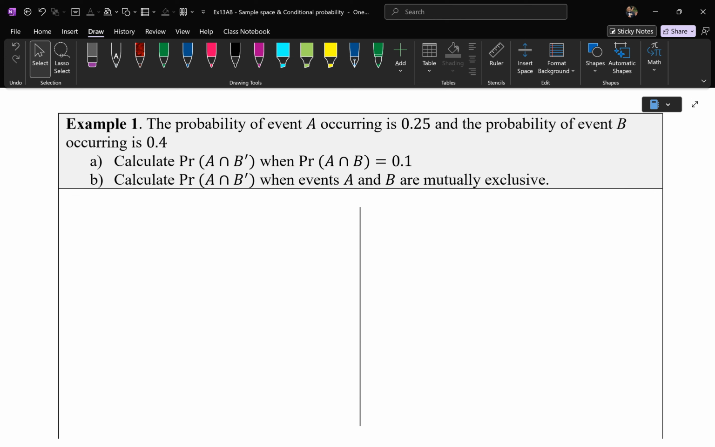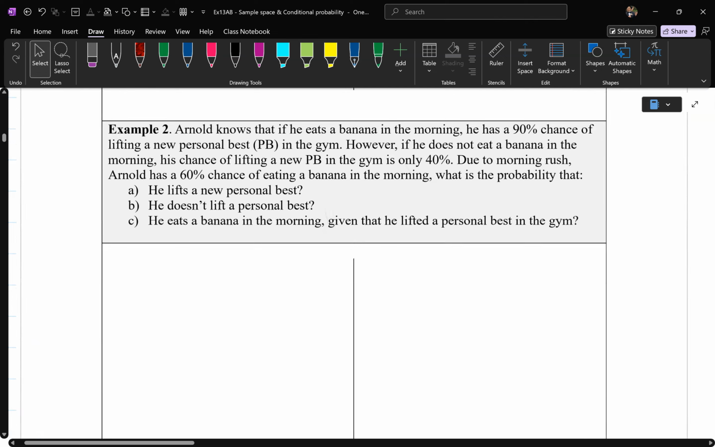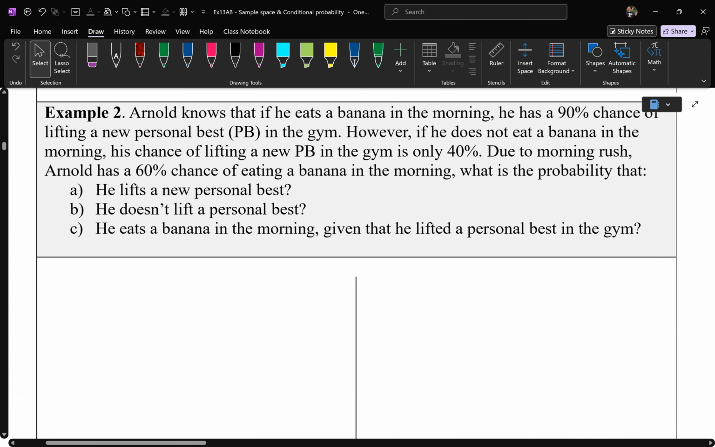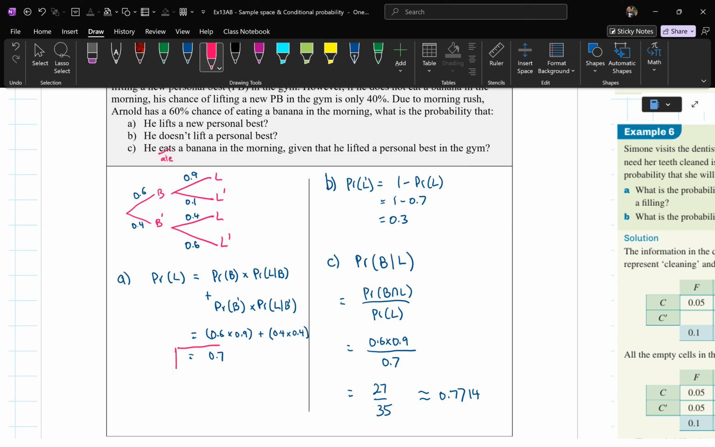The next one, scroll down to example 2. All right, here we go. Let's go. Did you get for A 0.7, a 70% chance that he'll lift a personal best?